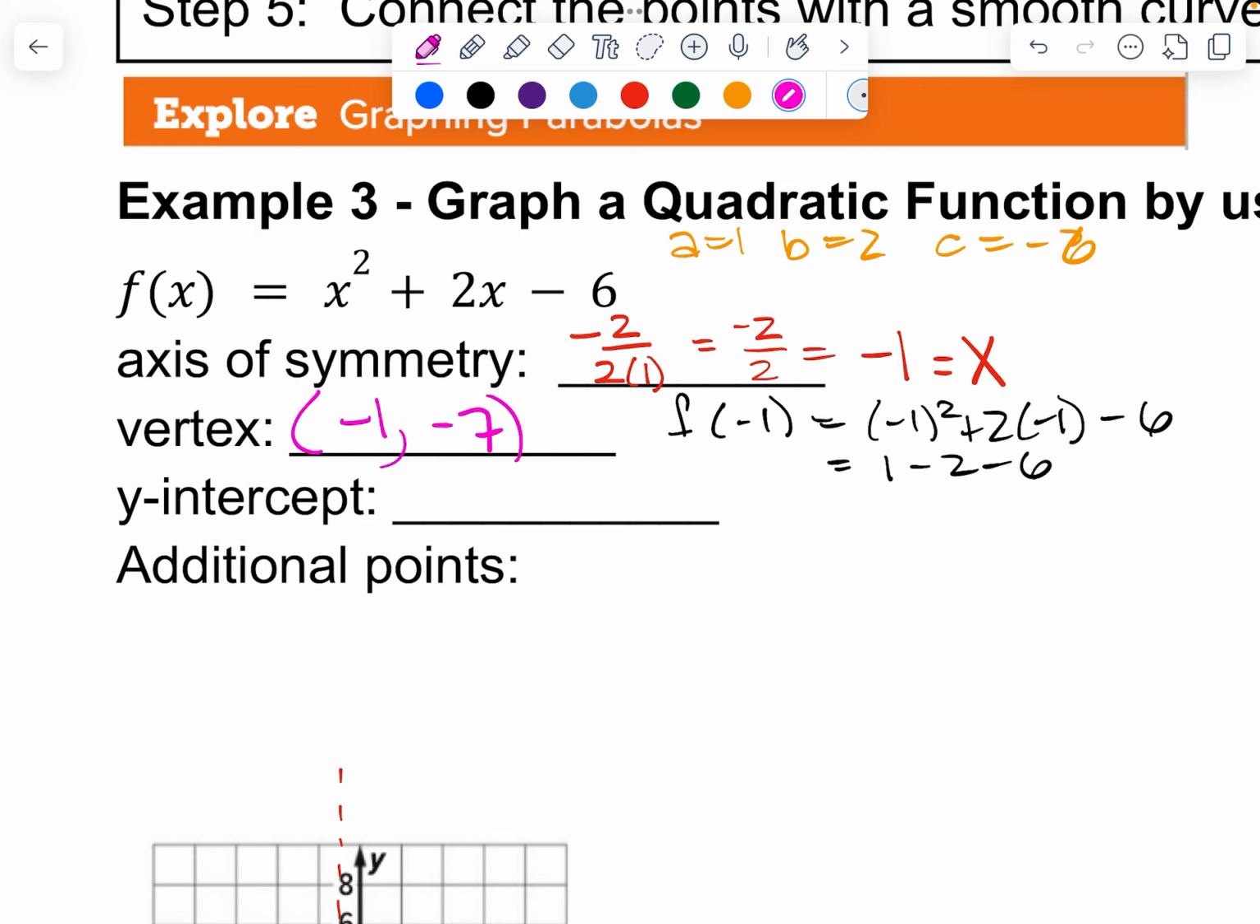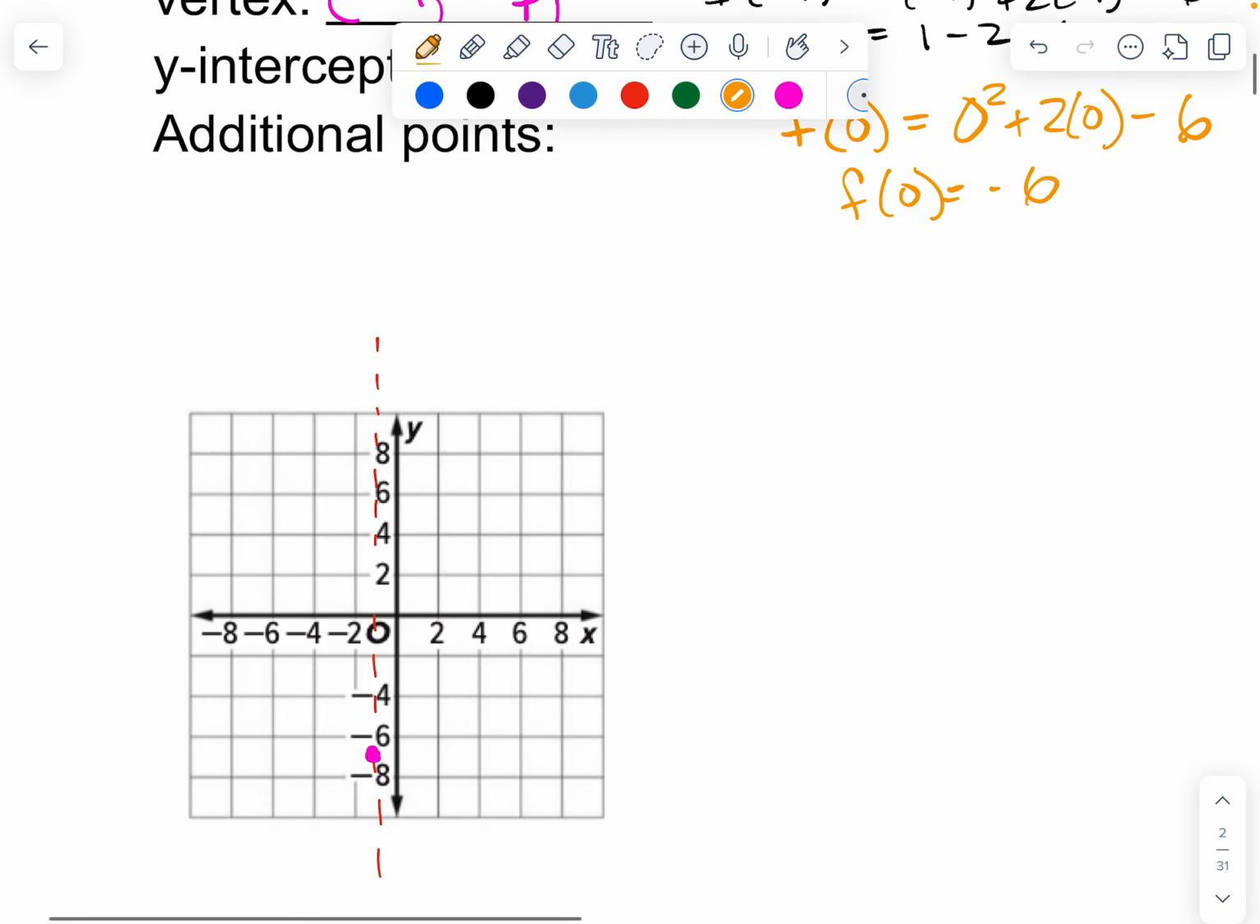Y-intercept. That means that I'm going to plug in 0 for the x values. So 0 squared plus 2 times 0 minus 6. That will get me negative 6. So the point 0, negative 6.